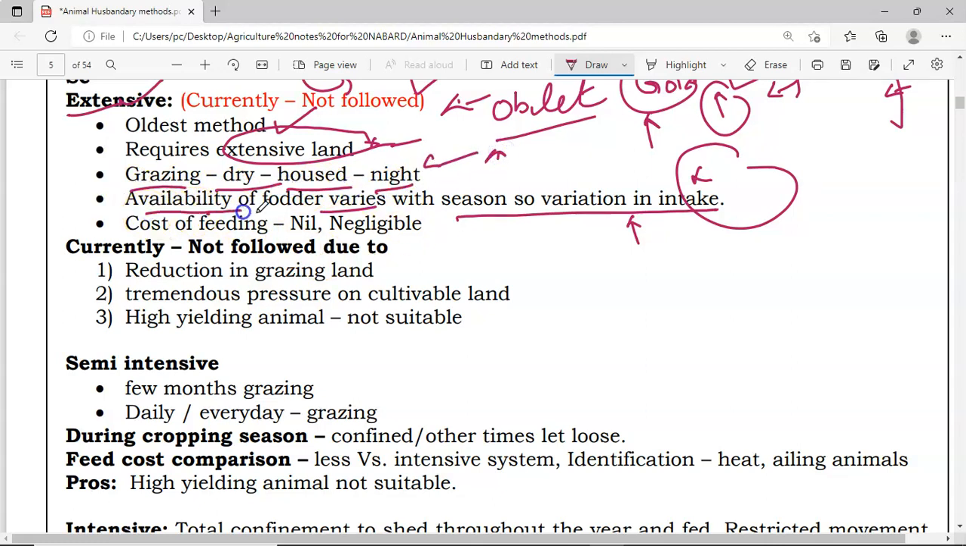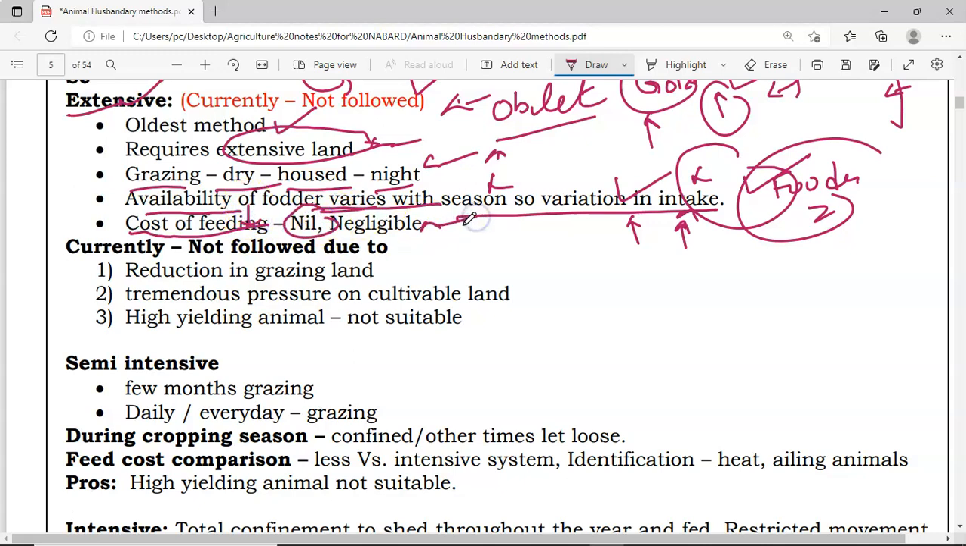Under this, availability of fodder varies with the season, so there are variations in intake. Intake means what types of fodder you are offering to your cattle. It depends upon this feeding system also. But the major advantage of this system is that the cost of feeding is nil or negligible. Currently it is not followed. Why? Because it mainly depends upon the grazing of land, and you are seeing that there is much pressure in our agriculture system or in our agriculture field.